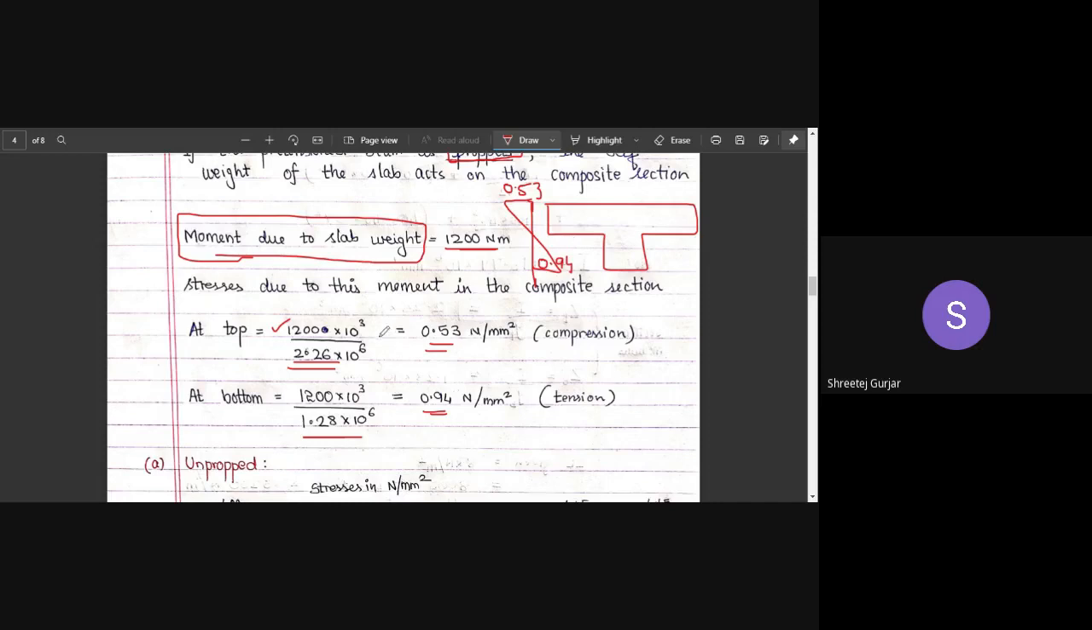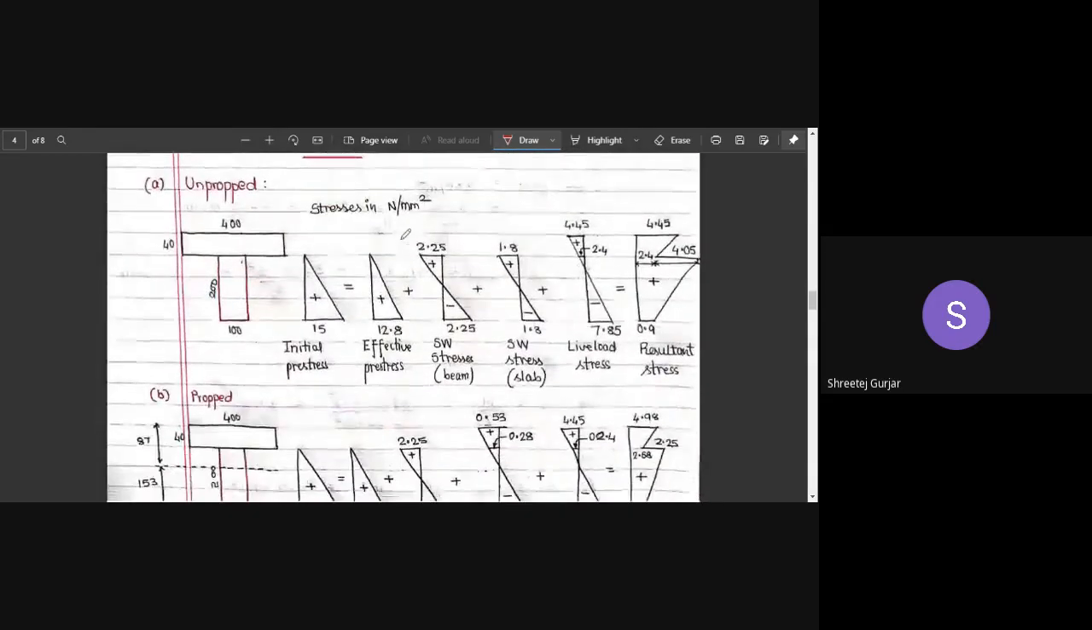M by Z, we have done. So M by ZT, M by ZB, positive at the top, negative at the bottom. All these figures now we have to summarize. We have to just add. We have to write them down besides each other.